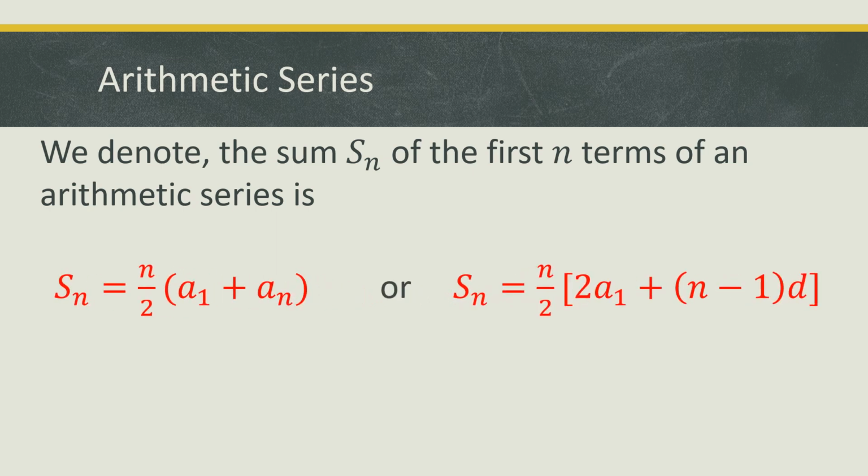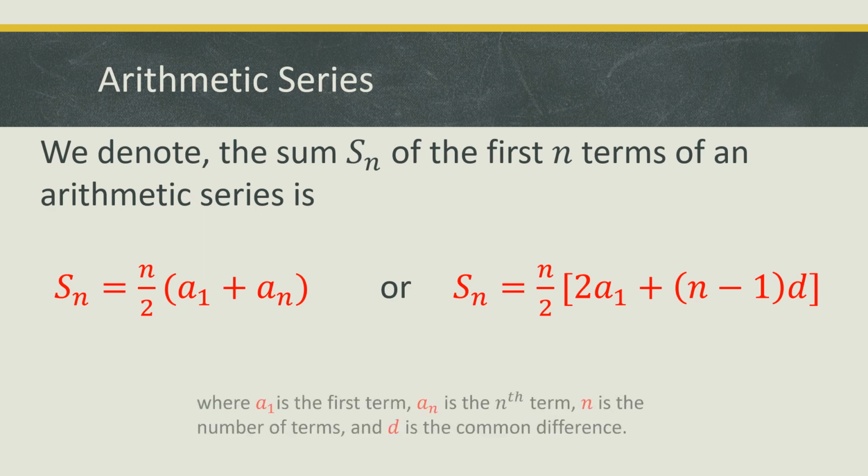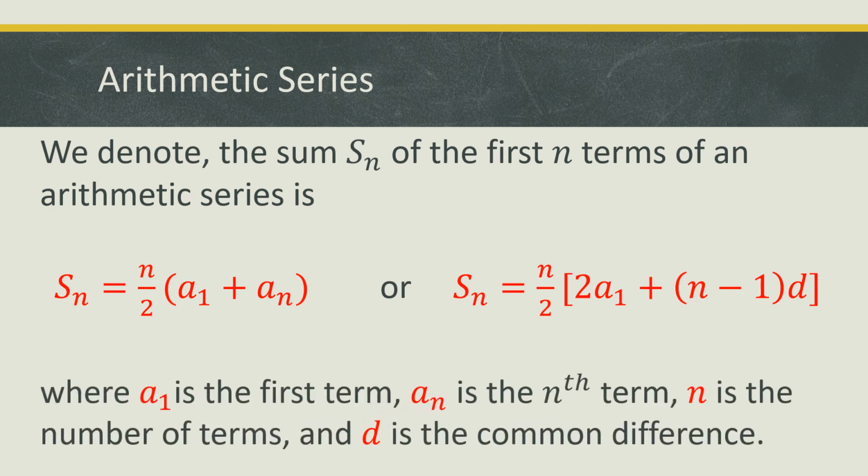Since we have two different types of arithmetic series, we are going to use two different formulas. The first formula is for the finite arithmetic series and the second formula is for the infinite arithmetic series. The first formula is S sub n is equal to n over 2 multiplied by the first term and the last term. And the second formula is S sub n is equal to n over 2 multiplied by 2a sub 1, or the first term, plus n minus 1 multiplied by the common difference d.